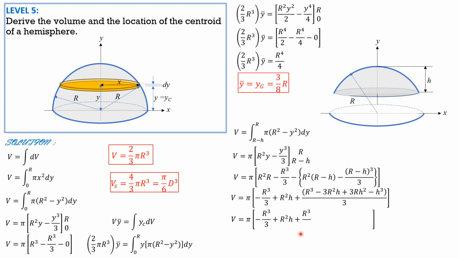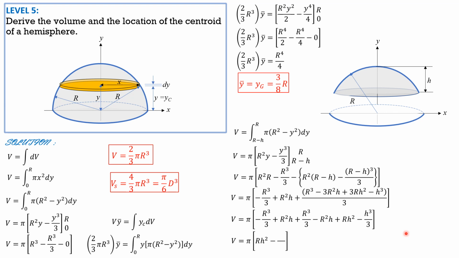So negative r cube over 3 plus r square h plus r cube over 3 minus r square h, then plus 3, cancel 3, so r h square, then minus negative h square over 3, times 3. So we have the cube of the second rather. So we eliminate the first 4 terms. What is left is r h square minus h cube over 3.